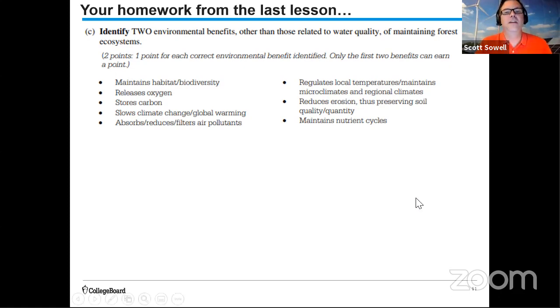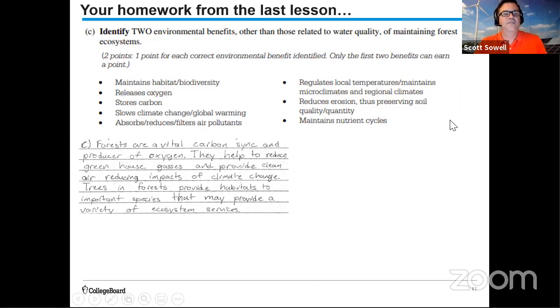So other benefits from the forest might be to deal with excess carbon in the atmosphere. It releases oxygen. It's involved in biogeochemical cycles. It reduces erosion. Lots of things other than water quality.